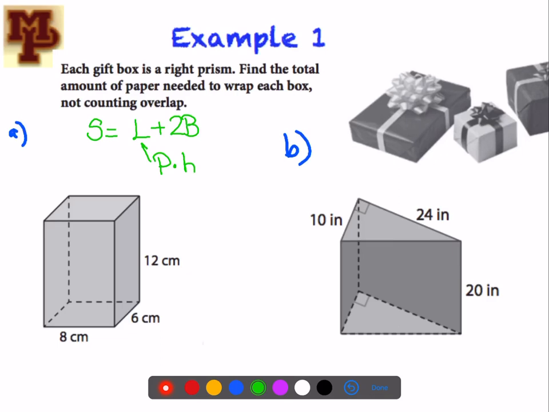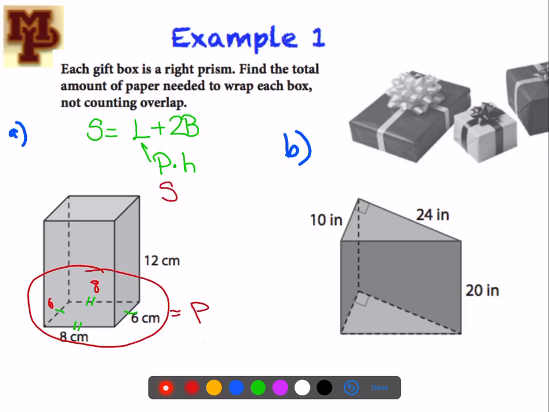Now, if I look at this, we know from all of our polygons that opposite sides of a rectangular shape are congruent. So if this side over here is 6, then this side must also be 6 over here. If this side down here is 8, this side over here must be 8. So perimeter is just adding all of these together. Adding all these together is equal to our perimeter.